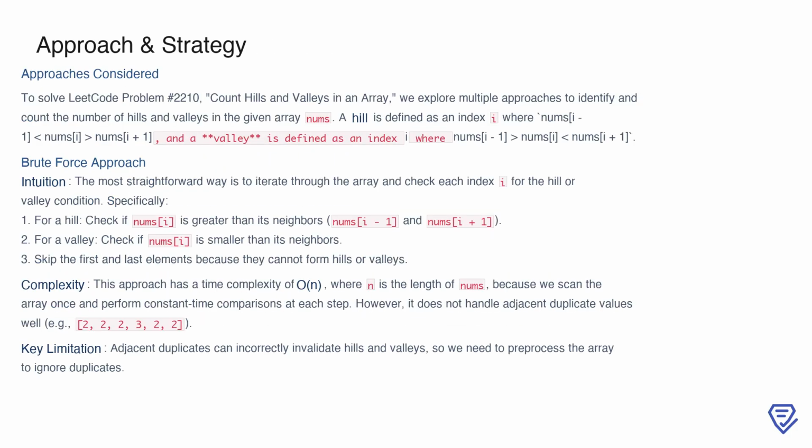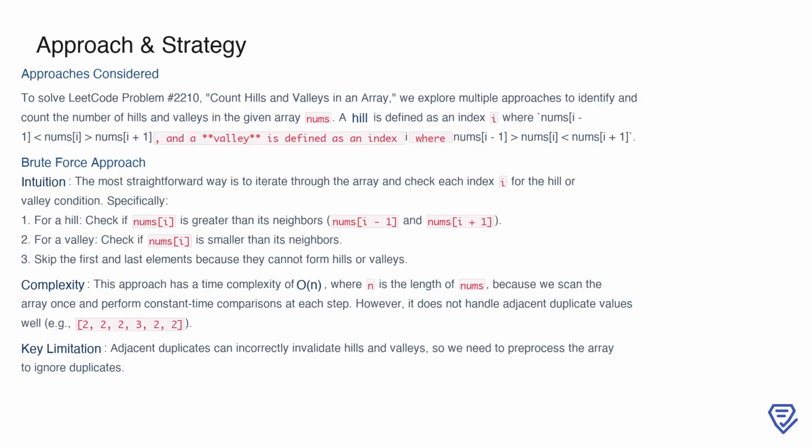To solve the problem of counting hills and valleys in an array, we start by understanding the definitions of a hill and a valley. A hill occurs at index i when the value at nums[i] is greater than its immediate neighbors, nums[i-1] and nums[i+1]. Similarly, a valley is identified at index i when the value at nums[i] is smaller than its immediate neighbors. Now, the brute force approach provides a straightforward way to solve this. We iterate through the array, skipping the first and last elements, as they can't form hills or valleys. At each step, we check if the current element satisfies the hill or valley condition using simple comparisons.